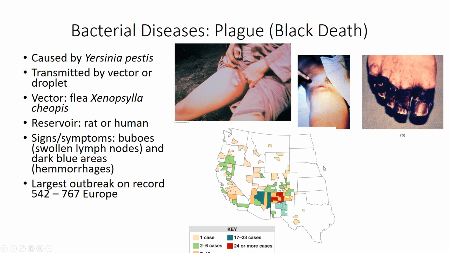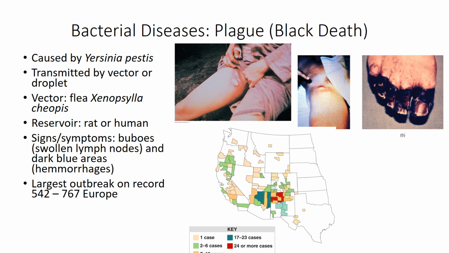Now this is a disease that we do need to spend a little bit more time on, the plague or Black Death. The plague is caused by the bacteria Yersinia pestis. Now you may think this is not an infection we need to discuss. We don't see this anymore. But as you can see from this graphic below, this is the western portion of the United States. We do still see infections of the plague in the United States.